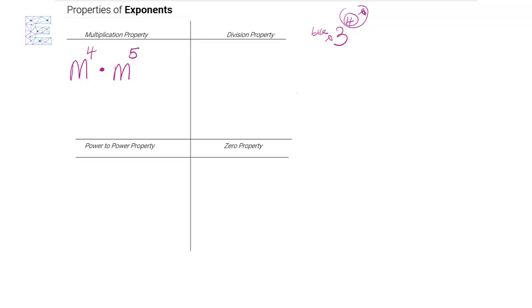Now, when you're multiplying numbers that have the same base, in our case, the base here is m, you simply add the exponents. So our answer to this would be m to the 9th, because 4 plus 5 is 9. On the division property, let's say once again, I'm going to use m. We have m to the 13th over m to the 10th power. When you're dividing numbers that have the same base, you keep the base and you simply subtract the exponents. Always subtract the bottom exponent from the top one. So in this case, it would be 13 minus 10, which makes this m to the 3rd as your answer.